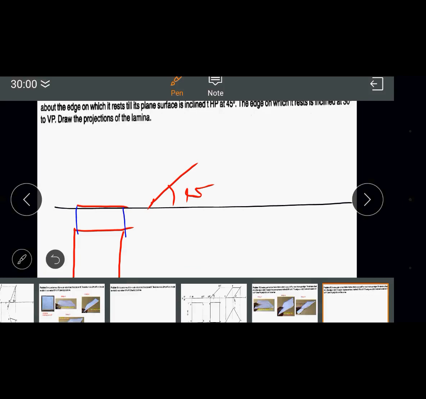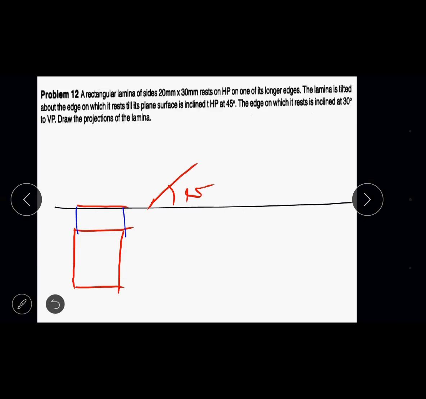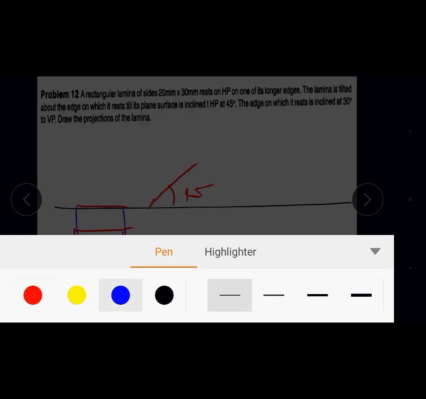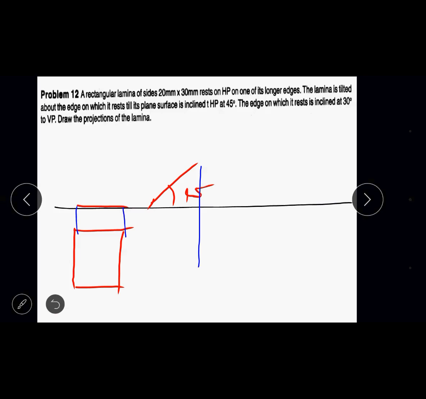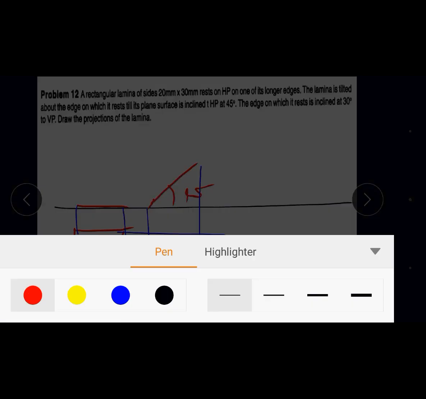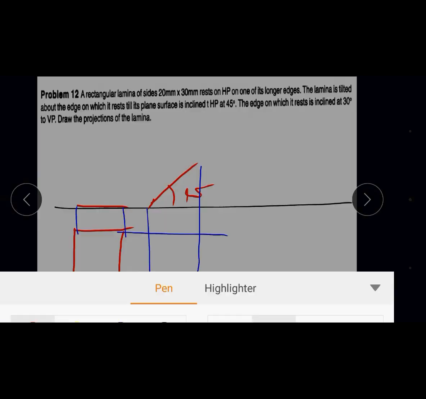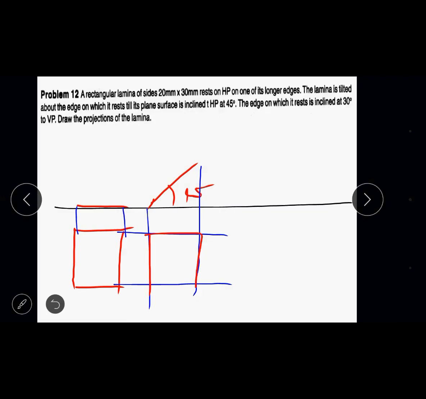Then, to get the top view of the second figure, draw the projection lines. I'll use the blue color. Draw the projection lines from the front view and from the top view. Then I'll use the red line to get the irregular shape rectangle. So this is my irregular shape rectangle. Join it and label it with either A, B, C, D, or you can also use A1, B1, C1, D1. It doesn't make any difference. So this is step 2.